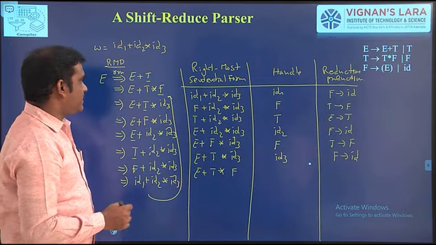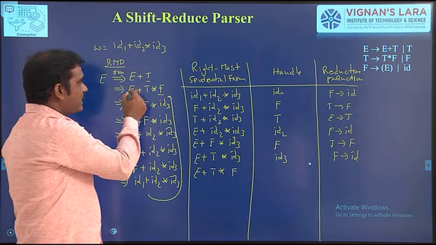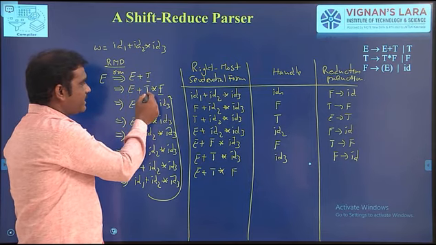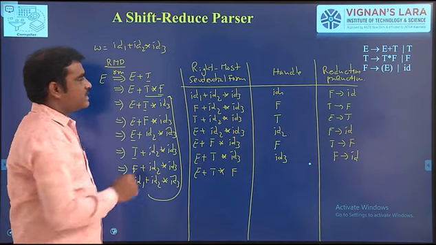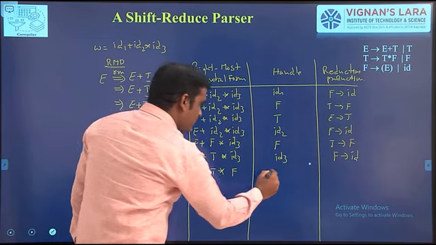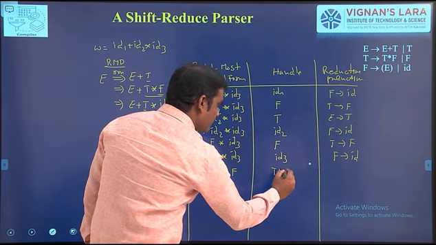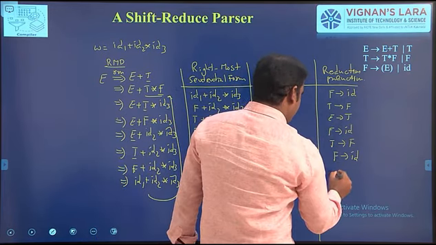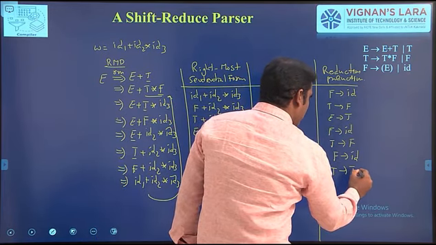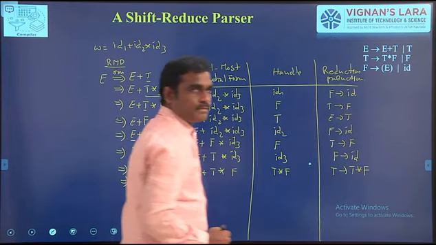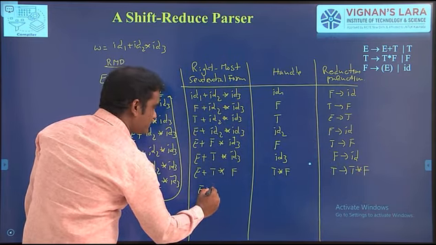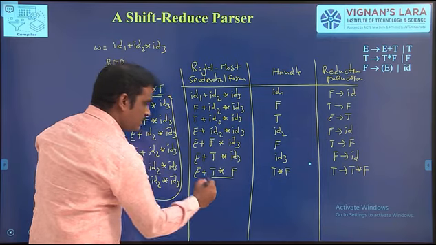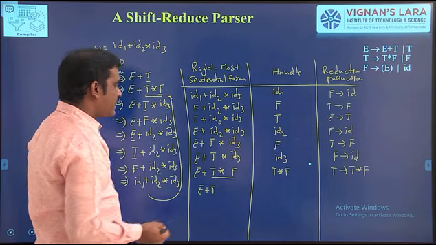What is the next handle? So here E plus T, T is replaced with T star F. So now T star F is replaced with T. So here the handle is T star F. That means the production is T to T star F. So E plus T. And what is the next handle?